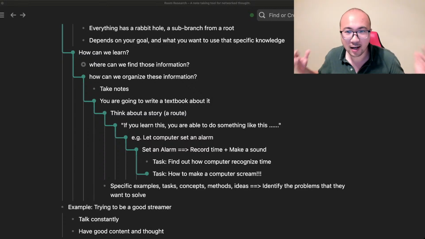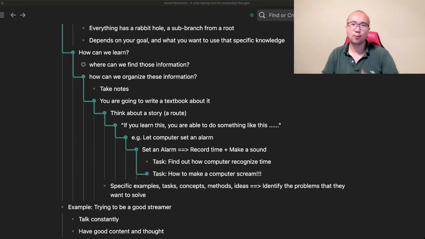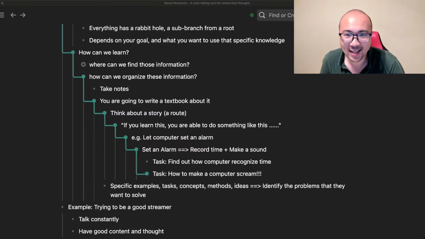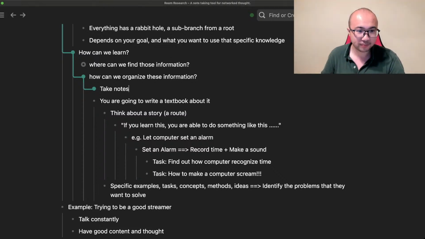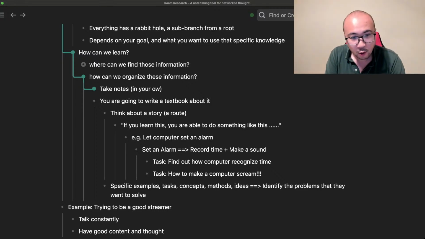Those kind of things are kind of interesting to learn, right? So this is just one small idea. If you have these small ideas and you can spread out, you have so many interesting things. Okay, take notes in your own way.